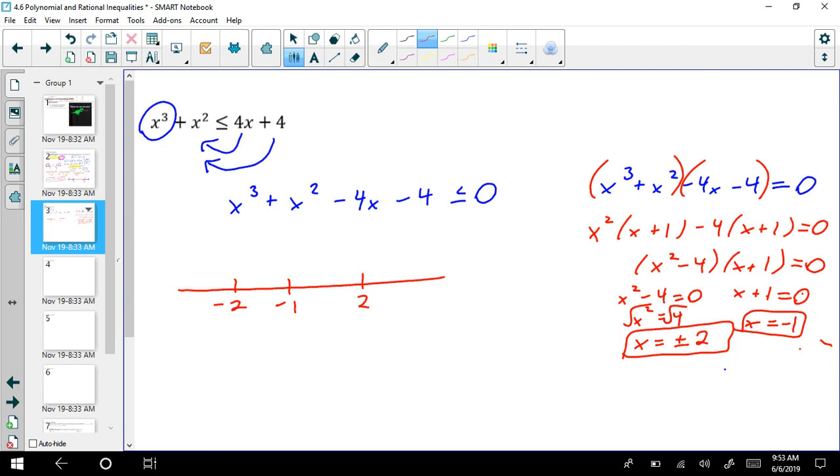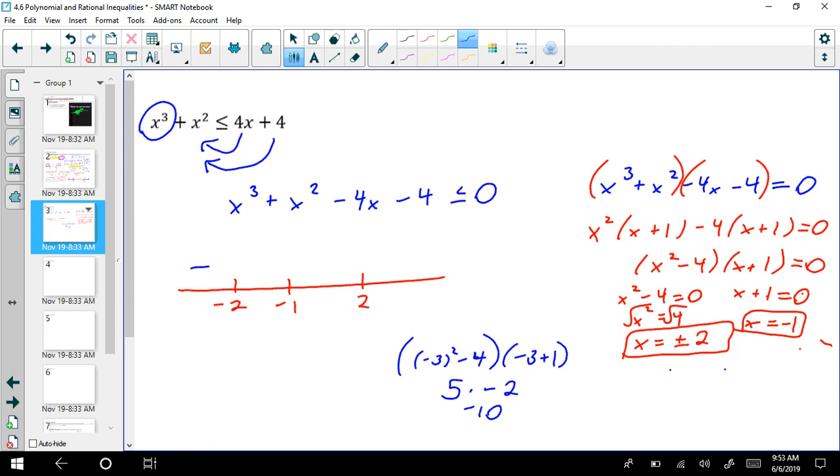So I need a number left of -2. I don't care what it is, it just needs to be left of -2. Let's do -3. So I'm going to put it into the factored form. So -3 squared minus 4 and -3 plus 1. So negative 3 squared is 9. Minus 4, I'd get 5. Negative 3 plus 1 is negative 2. So I get a negative number out.